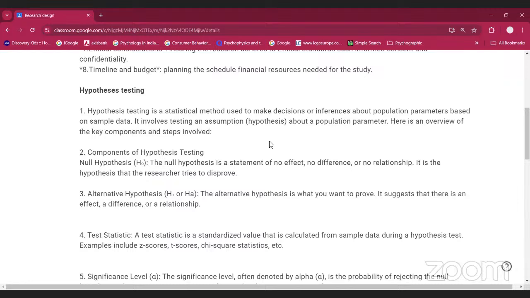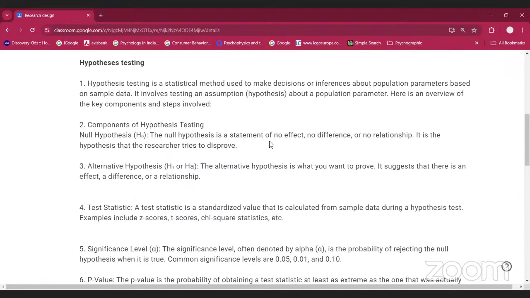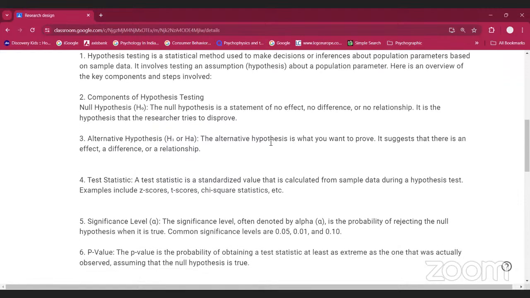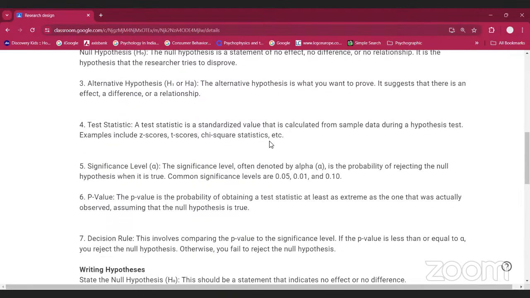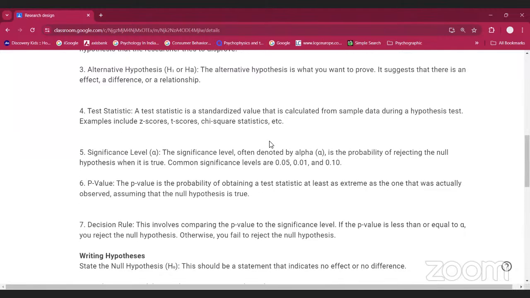Next. Test statistics. A test statistic is a standardized value that is calculated from sample data during a hypothesis test. Examples include Z-score, T-score, chi-square statistics, etc.